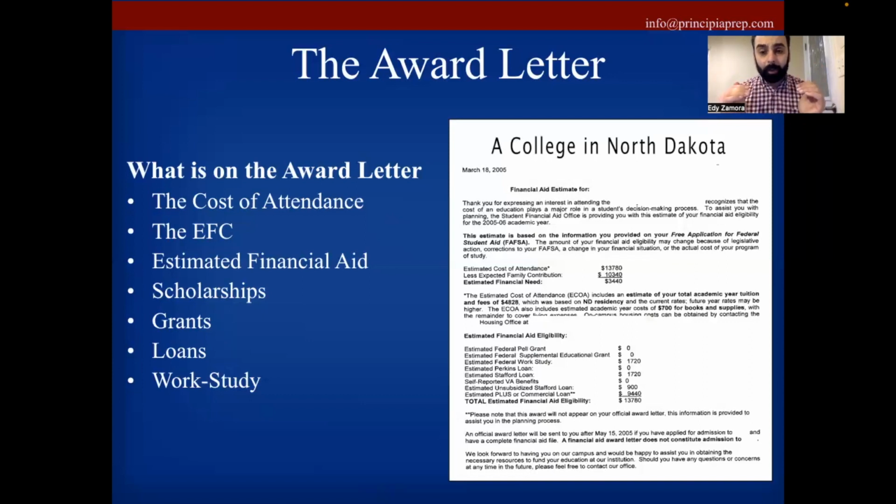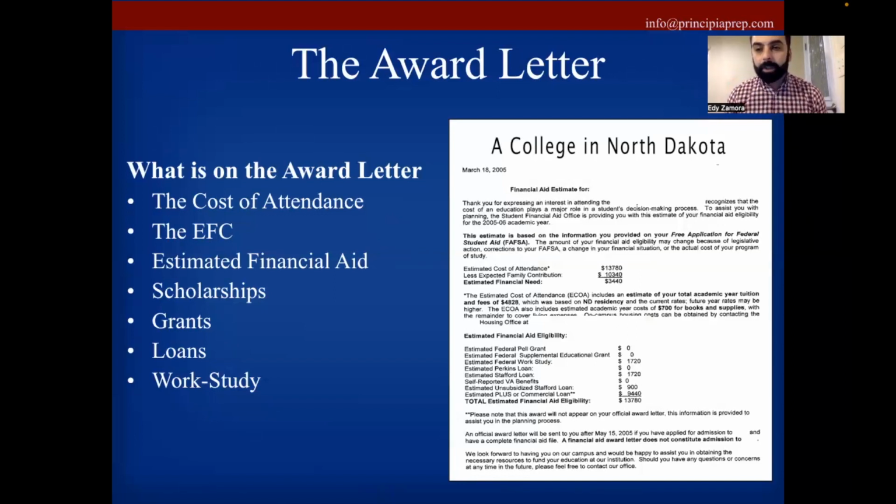Which brings us to the next level, which shows us the grants, the scholarships, the loans, the work programs, which also obviously includes the scholarship money. So any money the school is giving you through the admissions office for being accepted should also be on here. Any scholarship money that you know you'll be getting will also be on this award letter as well.